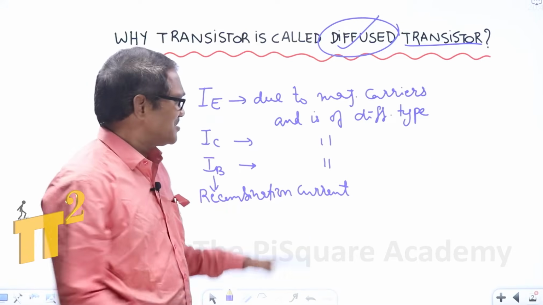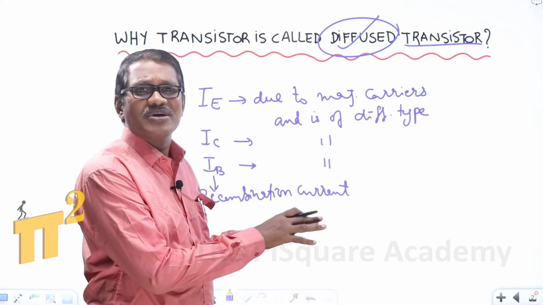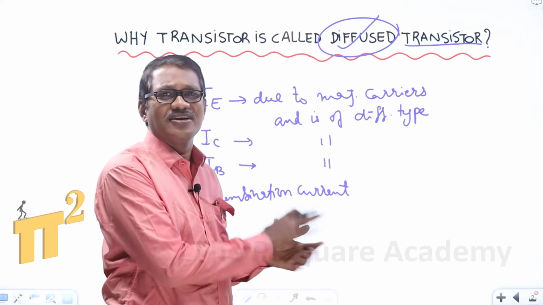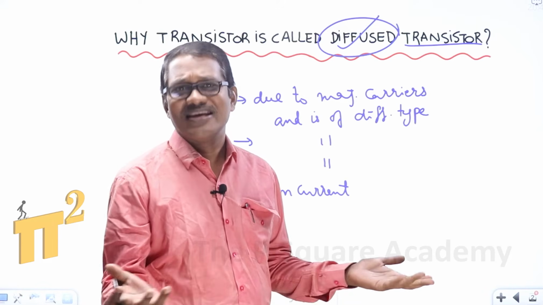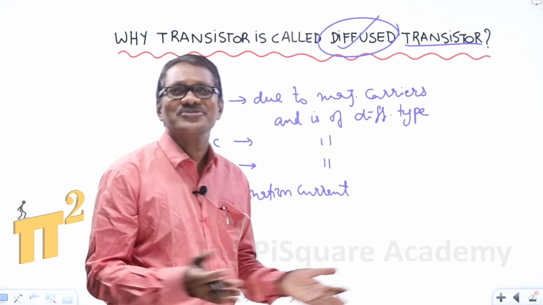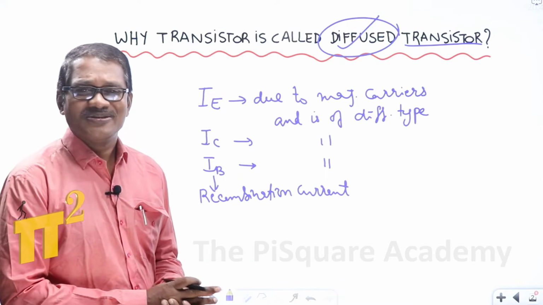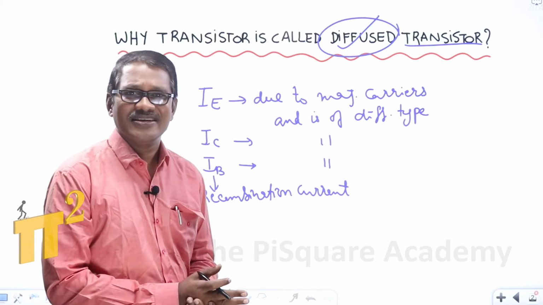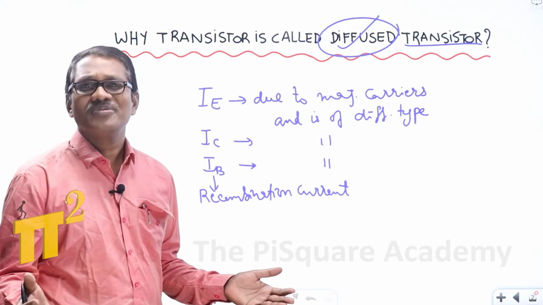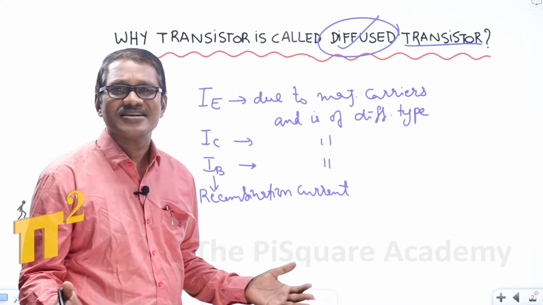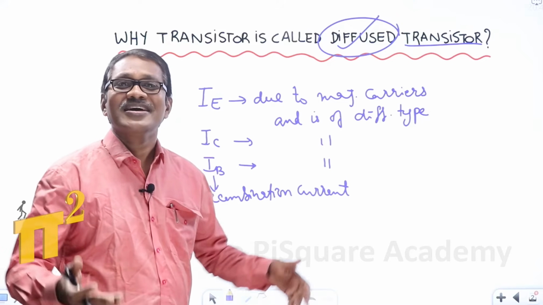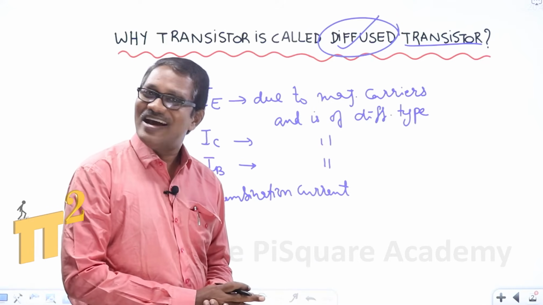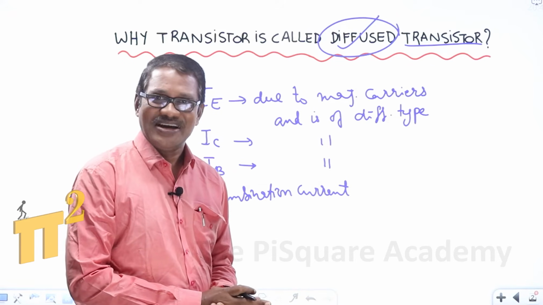Have you understood this? This is very important for competitive examinations as well as interviews. Normally they will question you: why is a transistor called a diffusion transistor? So the main reason is all three current components are due to majority charge carriers and are of diffusion type. That is the reason why a transistor is called a diffused transistor. As simple as that. Have you understood this, right?